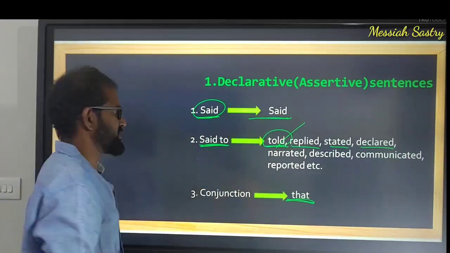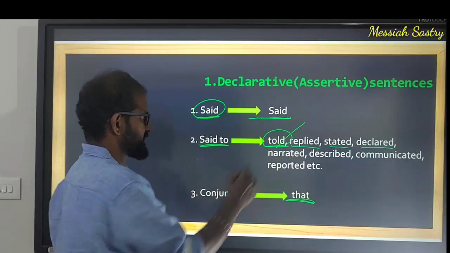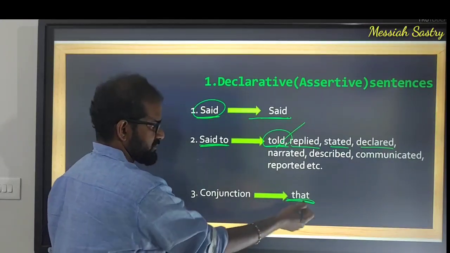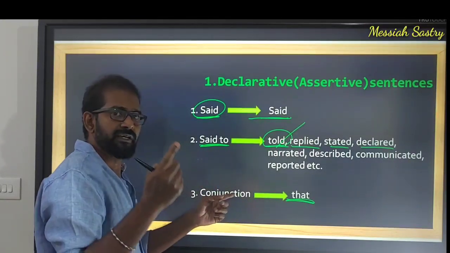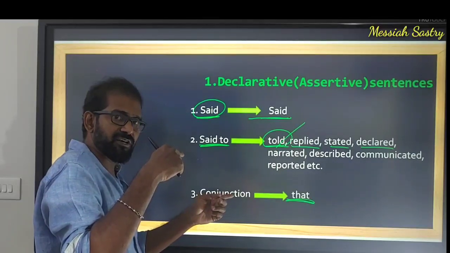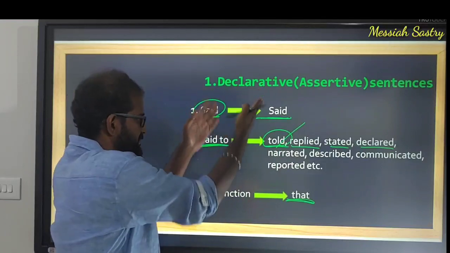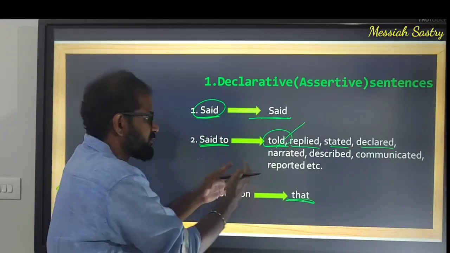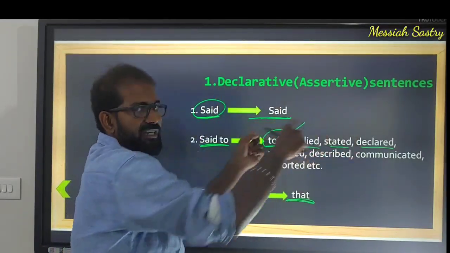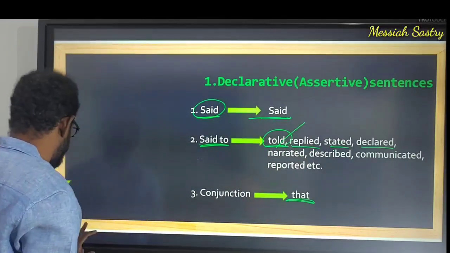Said, there is no change in said. Said to, most of the time we use told. And conjunction, we use that. Keep this point. And previously discussed general rules must be in your mind at the same time, so that we can change any declarative sentence into indirect speech.